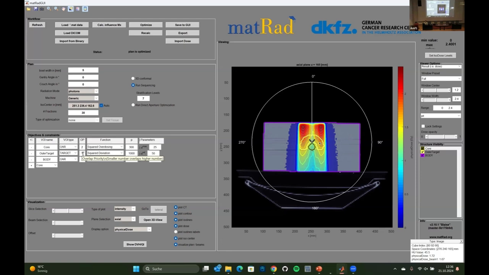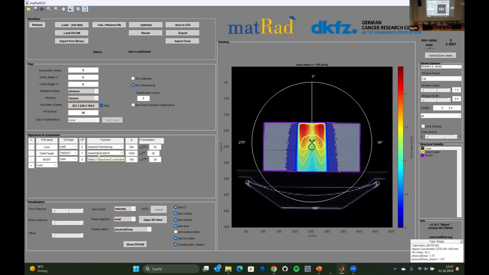It's like when you have multiple layers in Photoshop, right? A higher layer, or in this case a lower number, overlaps a higher number. So for example, the target overlaps the body. If I said the body overlaps the target, the target would not be seen because it would be hidden behind all the voxels in the body. So the target has the highest priority, number 1 on our list. Then comes the organ at risk, and then comes the body.